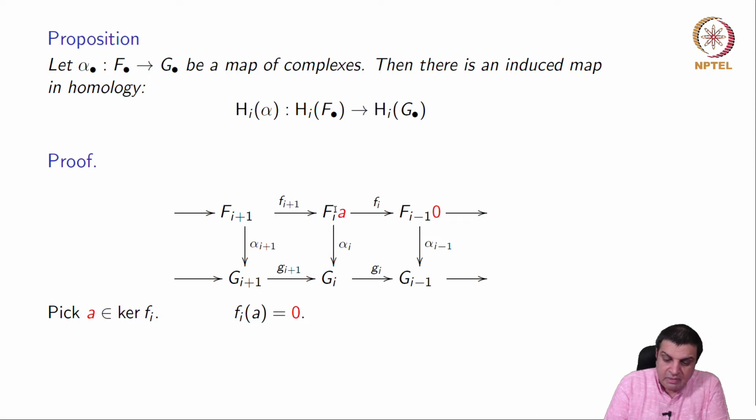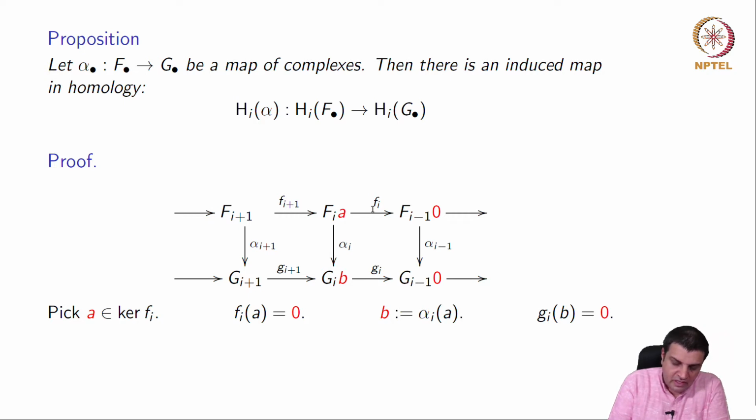The things that I mark in red are the elements that we pick, and we'll see how the elements progress in this diagram chase. Okay. So A goes to 0, that's what we have written, Fi of A is 0. Now define B to be the image of A under alpha i. Because the diagram commutes, B must go to 0 in Gi minus 1. So we start from A, we chose A inside the kernel of Fi, so it went to 0 here and then came to 0 here. So along top and right, we get 0 inside this Gi minus 1.